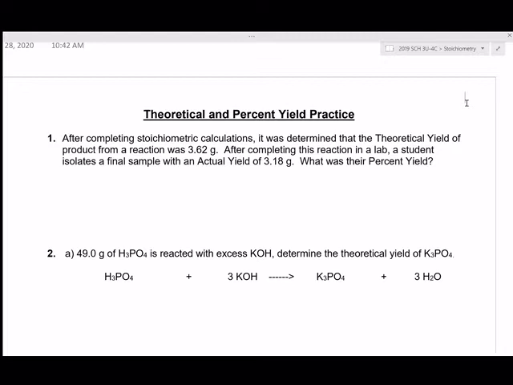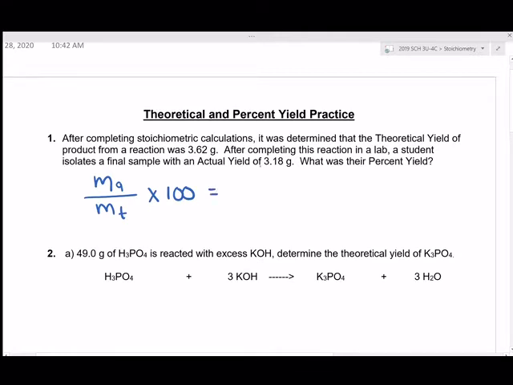So this first little example is just a very straightforward calculation. After you've done your stoichiometry, you've got a theoretical yield from some reaction of 3.62 grams. And when you really do the reaction, you get 3.18 grams. So the formula that we're going to use to figure out percent yield is mass actual over mass theoretical. And then of course it needs to be a percent.